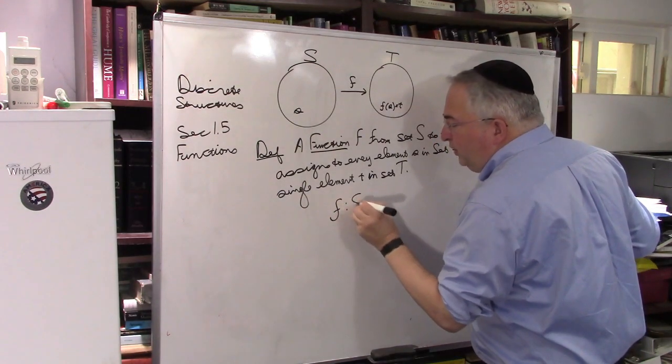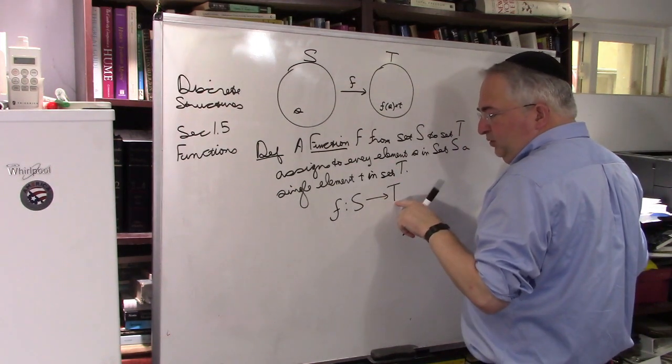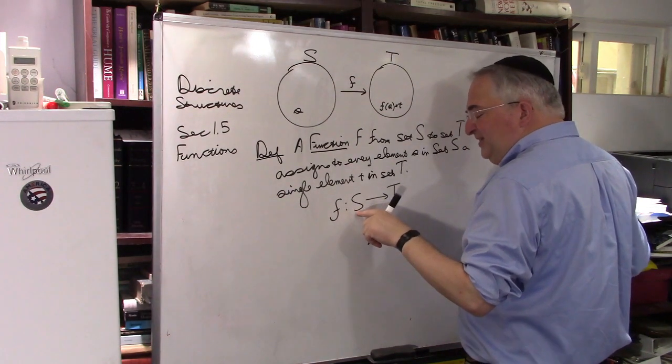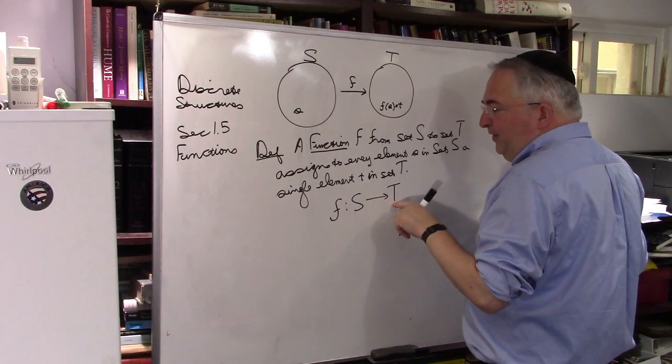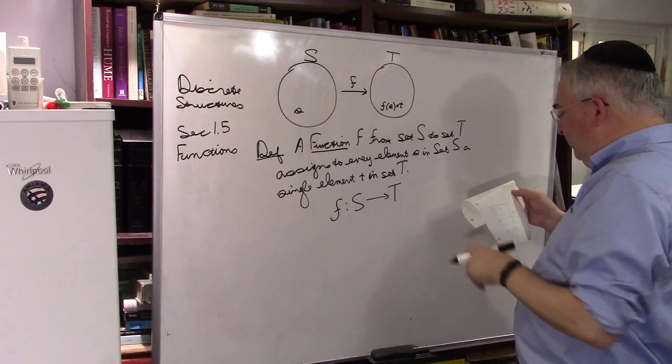We write this function like this: f colon S to T. That's where it starts from. That's where it goes to. That's where it gets the input values. That's where the output values are. And so we have something very similar to that.